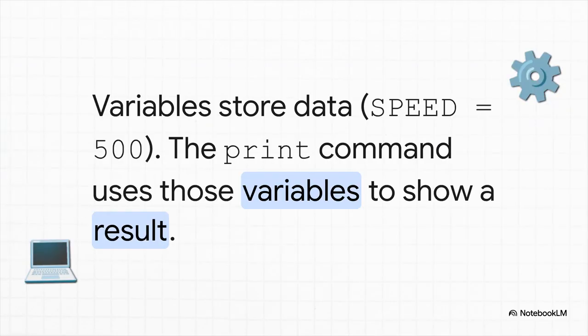So what does the code inside one of these files even look like? Well, here's a really simple example. First, we're making a few variables. You can think of variables as just little labeled boxes for holding information. So we've got a box called device name that holds the word sensor, and another box called speed that's holding the number 500. Then that last line, the print command, just tells the computer to open up those boxes and arrange their contents into a nice clean sentence for us.